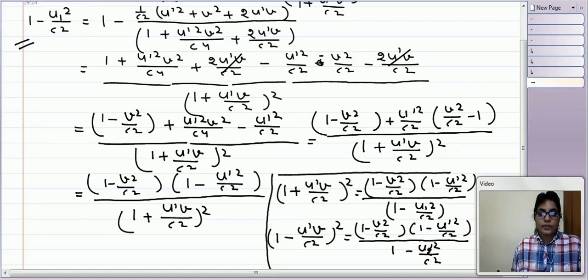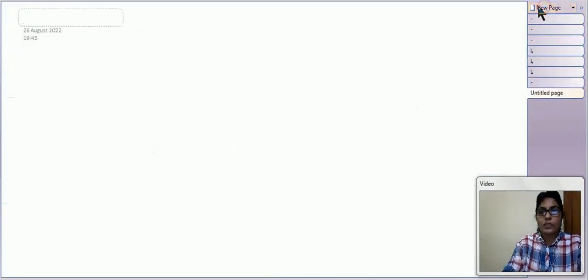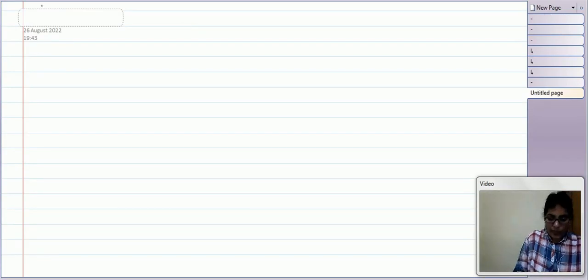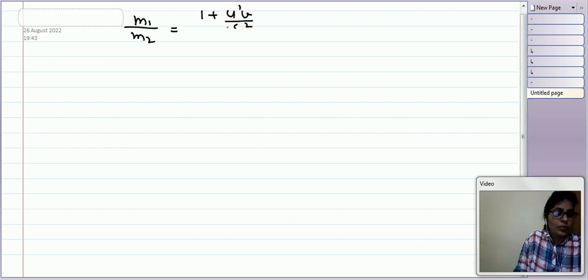And now let us go to our previous relation of m1 by m2. Earlier we had the equation of m1 by m2 as 1 plus u dash v by c square divided by 1 minus u dash v by c square.